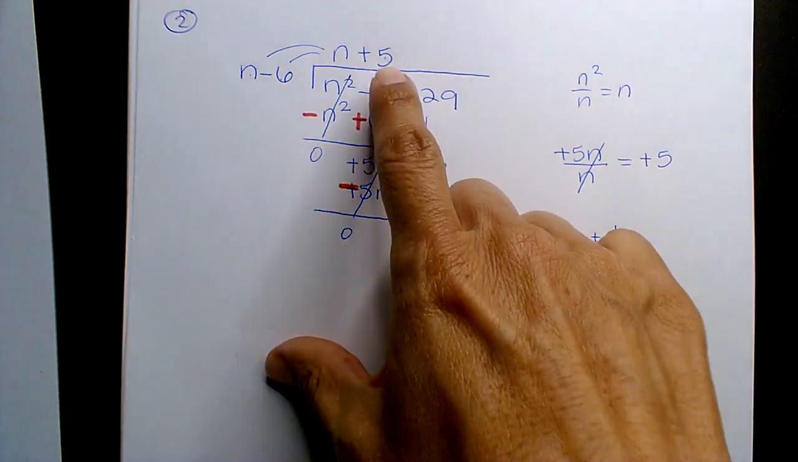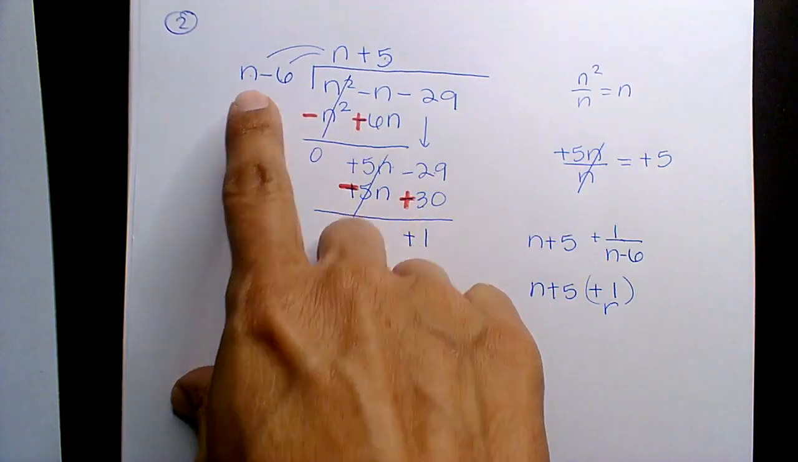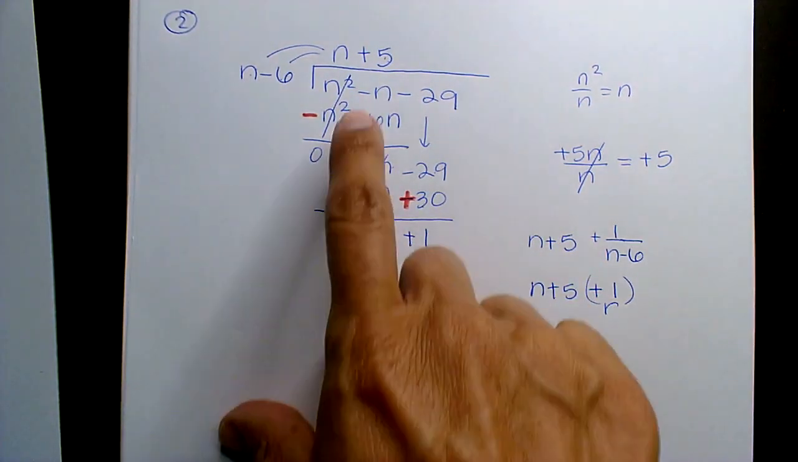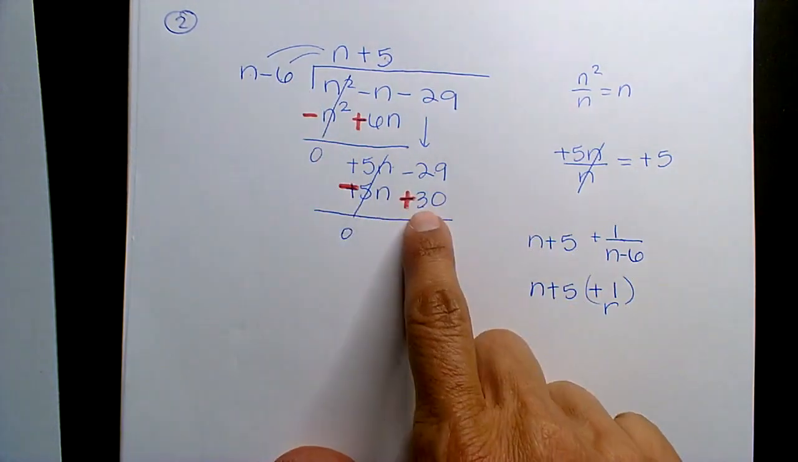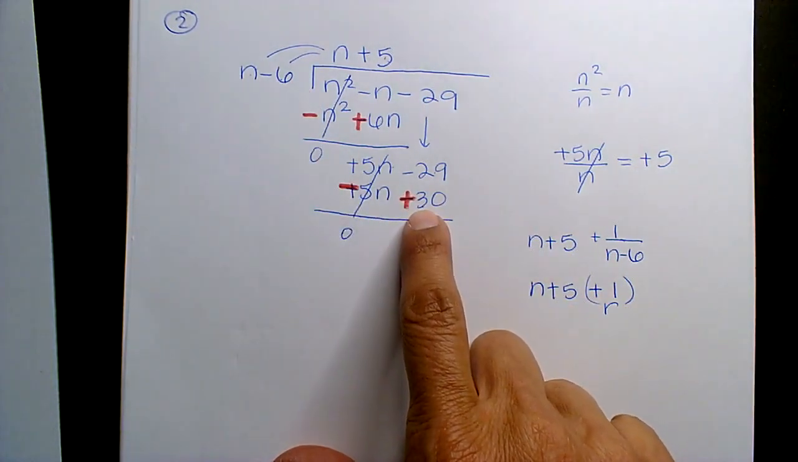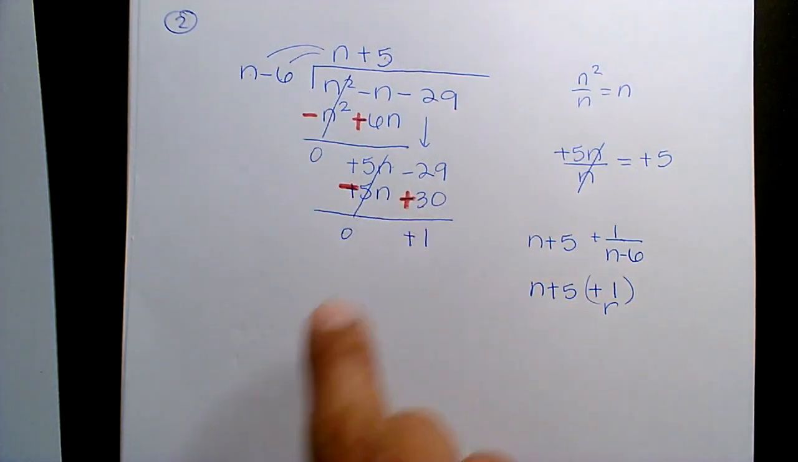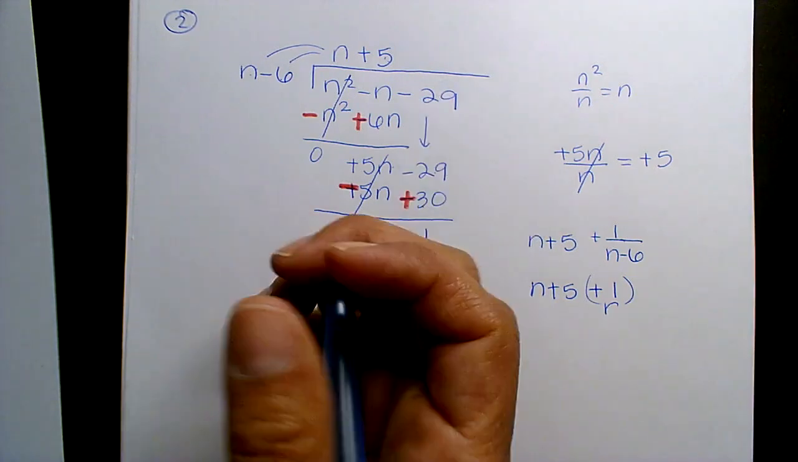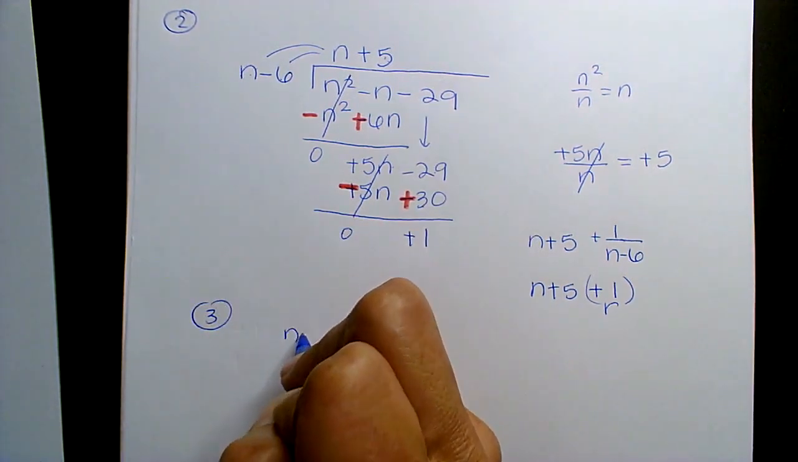Oh, 5 times n, 5n. 5 times negative 6, negative 30, but then the switch gives me positive 30. And then give the third one a try.